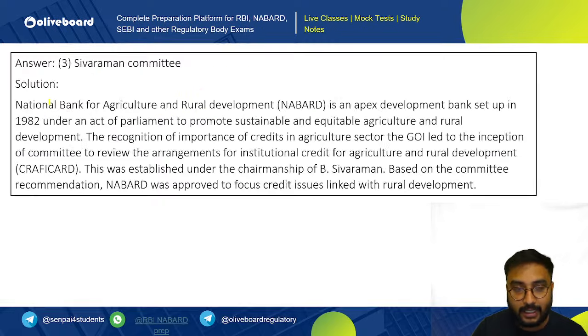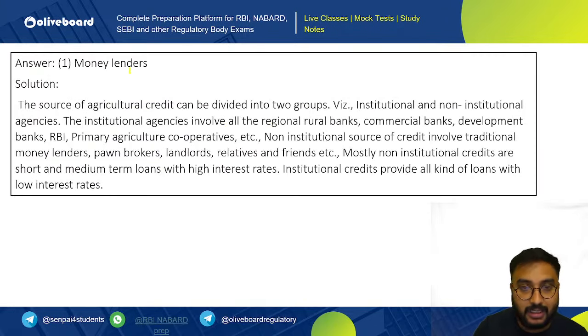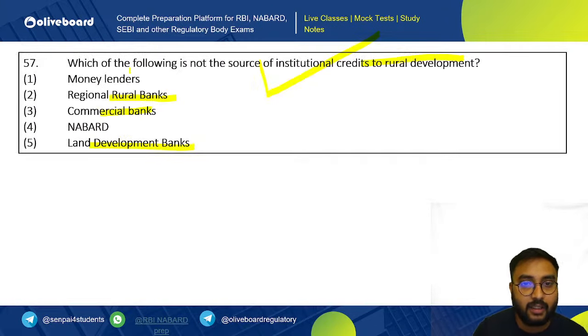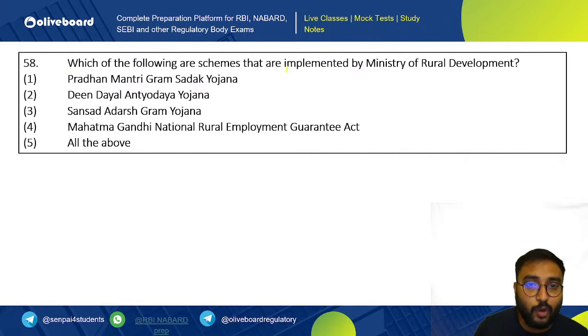Sivaraman committee. Next. Which of the following is not the source of institutional credit to rural development? Money lenders, regional rural banks, commercial banks, NABARD, and land development banks. The answer here is money lenders. These are non-institutional. Which of the following schemes are implemented by the Ministry of Rural Development?